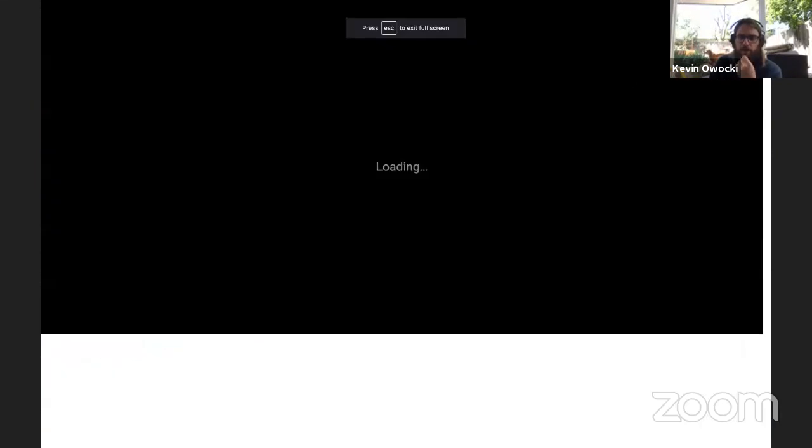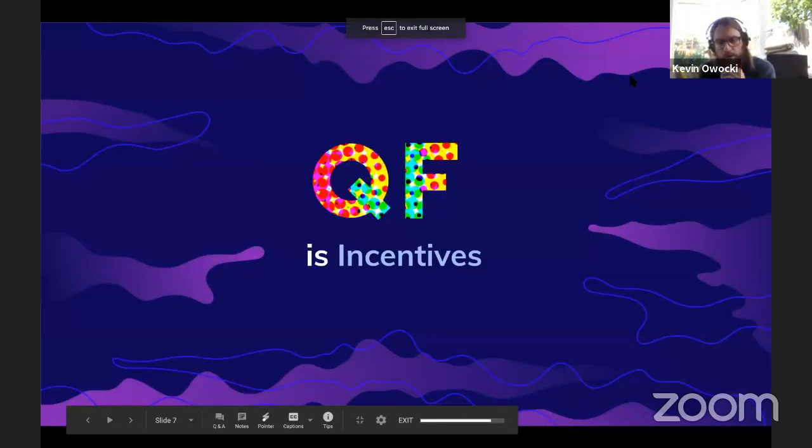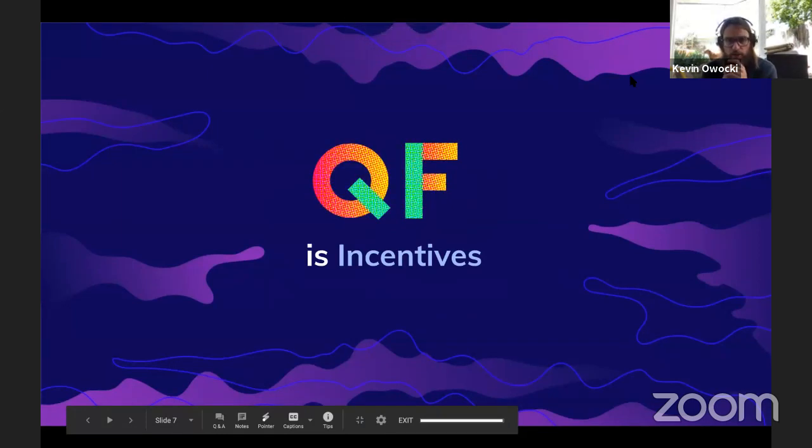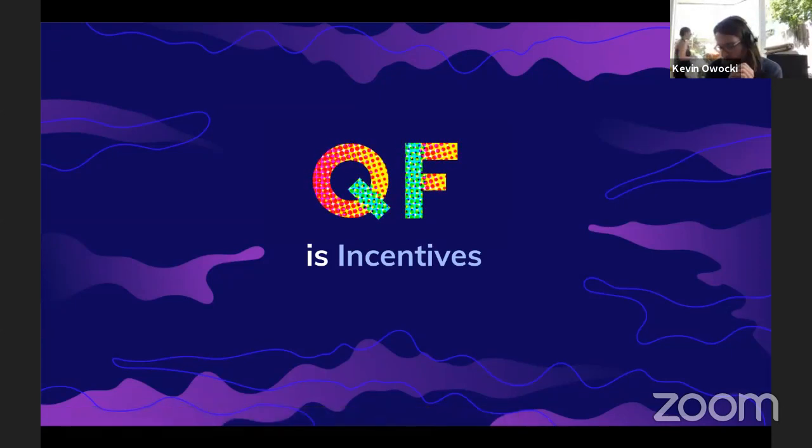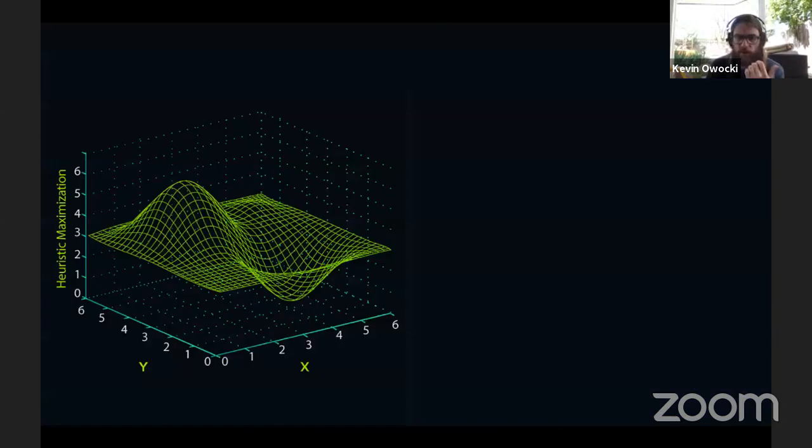All right, so basically what I think we're doing in the blockchain space and with quadratic funding is programming the incentives of the next epoch of the web. When I think about what we're doing, I think about this thing called heuristic maximalization, which basically means: what are the incentives in the world? And as people in the world, what are the incentive gradients that we're trying to climb?